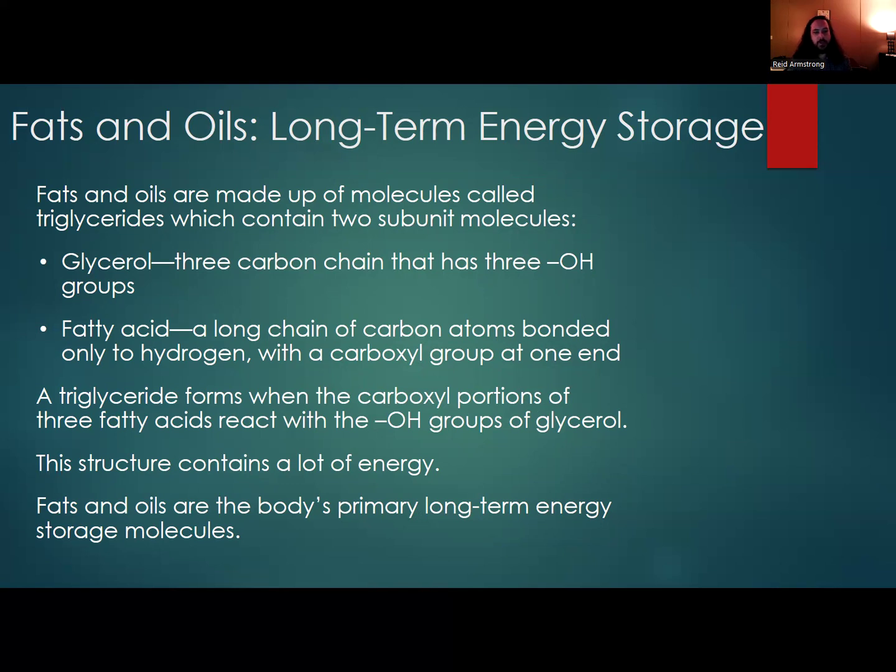So a triglyceride forms when the carboxyl portion of three fatty acids reacts with the OH groups of glycerol. This structure contains a lot of energy. Fats and oils are the body's primary long-term storage for energy. So what you want to know about this is basically these are hard to break. These are really long chains that are able to be folded and are able to be stored really, really well, and they're a little bit more difficult to break, which allows them to be good storage molecules.